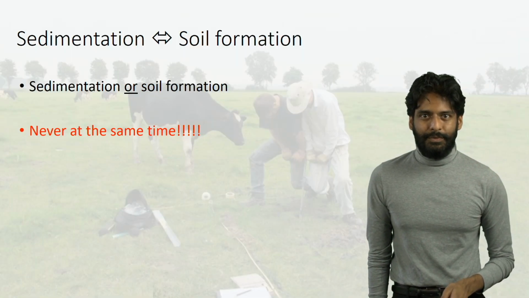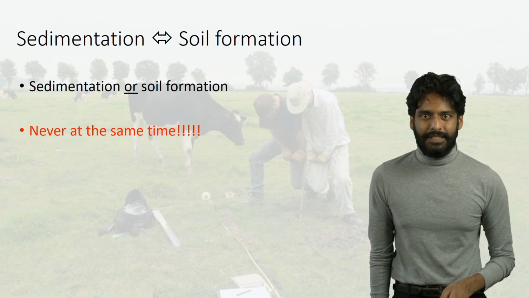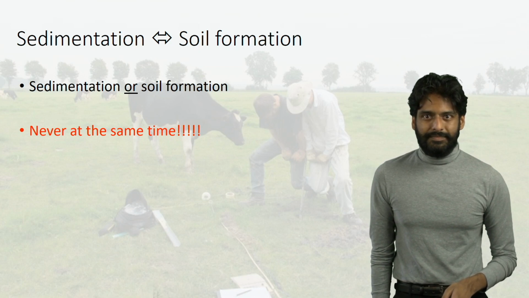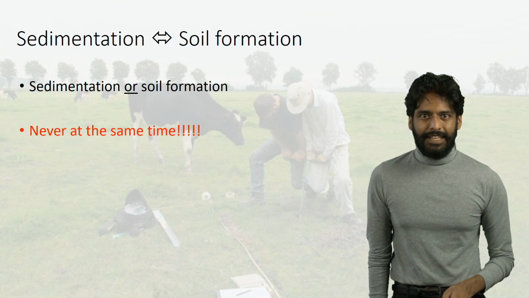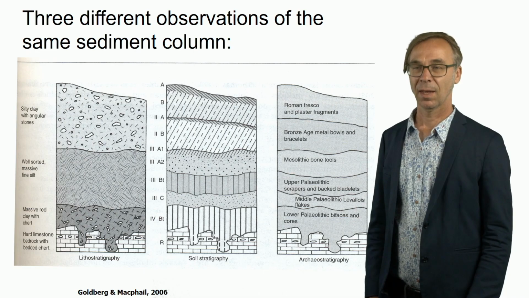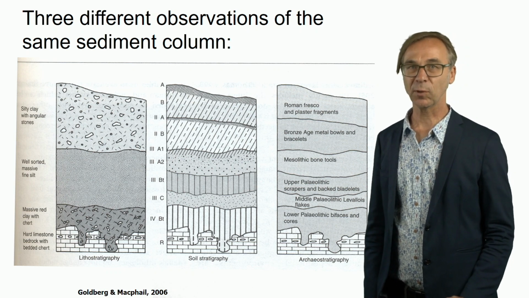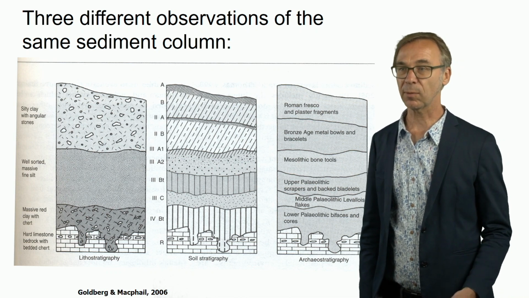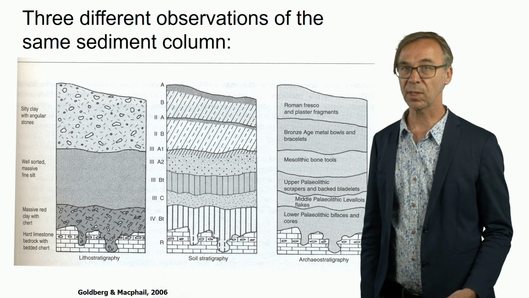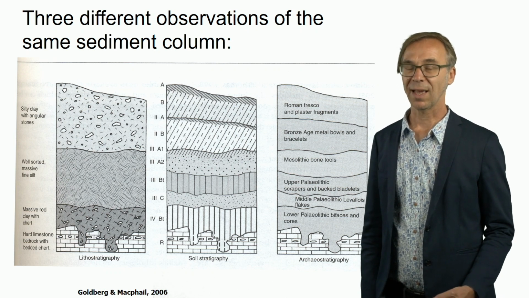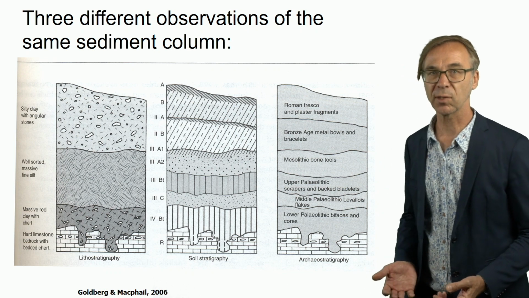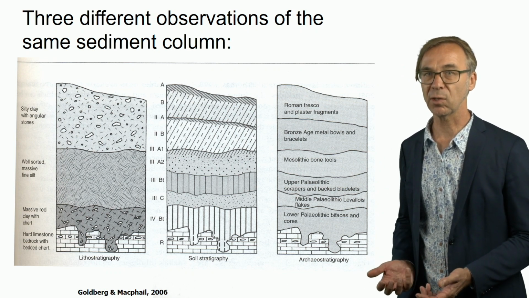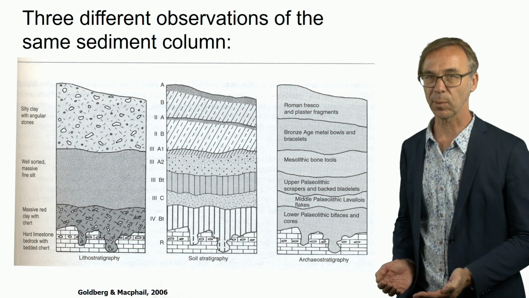To conclude this knowledge clip, we repeat that sedimentation represents dynamic processes that are forming new landscapes, while soils represent stable landscape conditions that have already been formed. Sedimentation does not happen at the same time as soil formation. Finally, we come back to the 3 different observations of the same sediment column that we have seen before. From the left, the natural sediments are first. Overprinted on these will develop the soils. And finally we see the archaeological traces that are left behind during various stages of the sedimentation and soil formation.